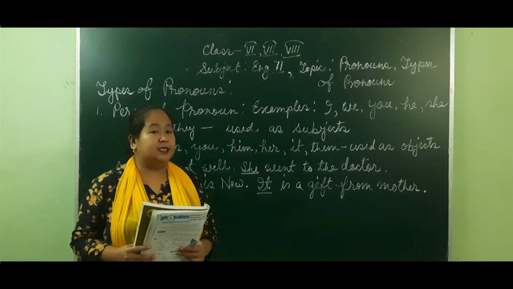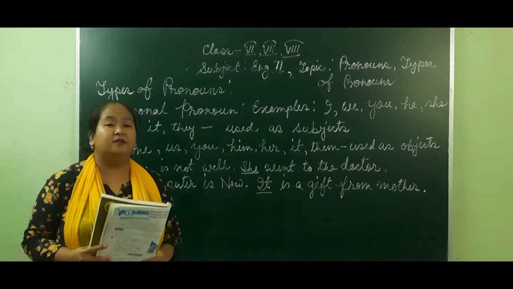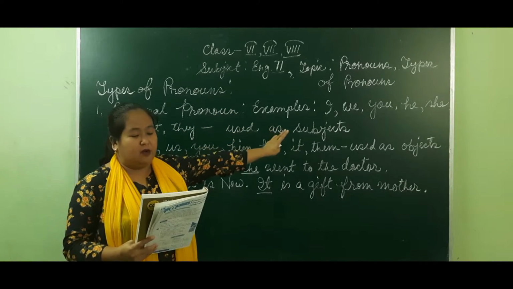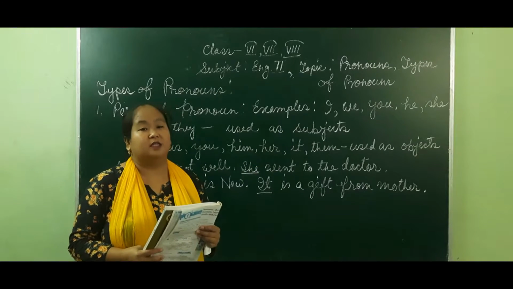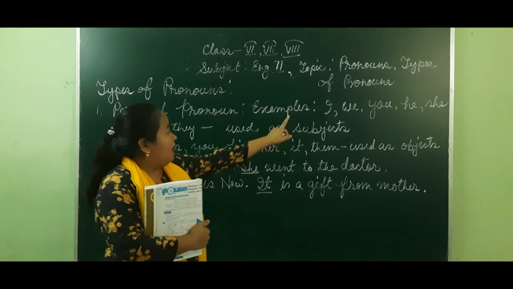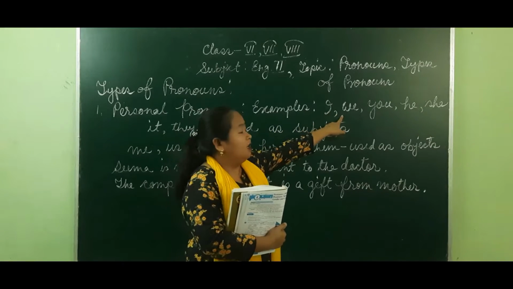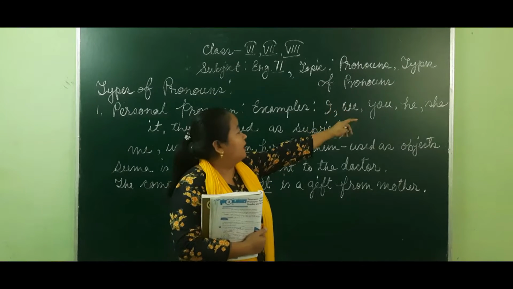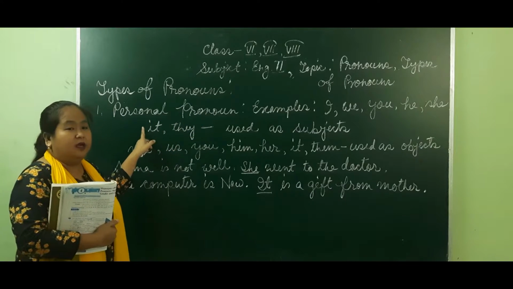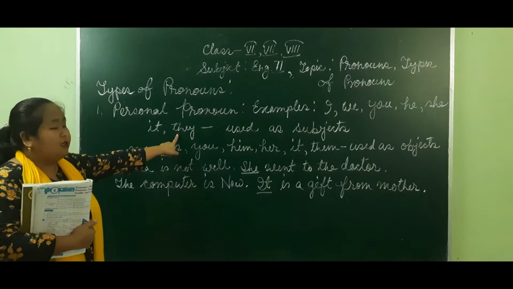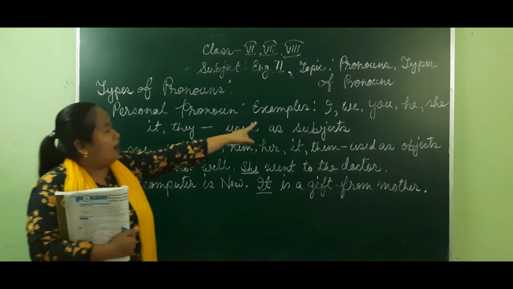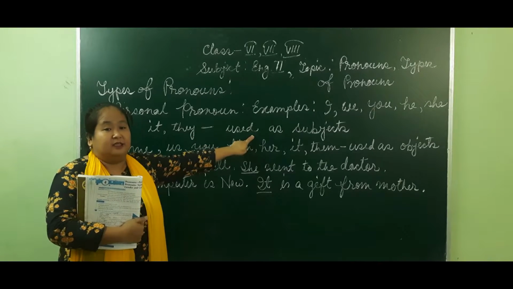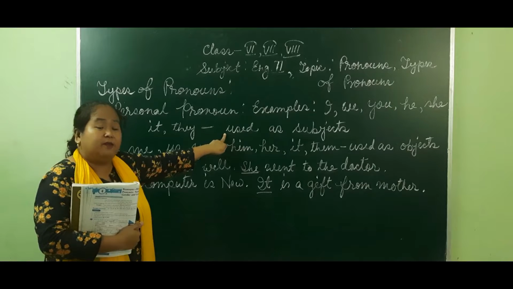Now let us learn types of pronouns. We have 10 different types of pronouns, and number 1 is personal pronoun. Personal pronouns are those pronouns which replace names of persons or things. Examples: I, first person singular; we, first person plural; you, second person, both singular and plural. He, she, it, third person singular, and it is used for animals and things. They, third person plural. So all these pronouns, I, we, you, he, she, it, they, are used as subjects in a sentence, so we call them subjective personal pronouns.